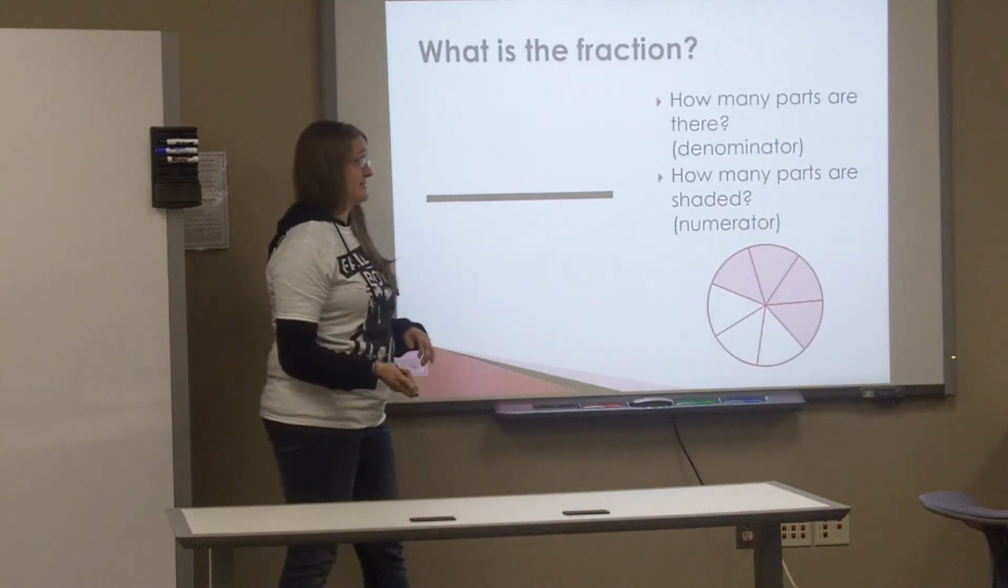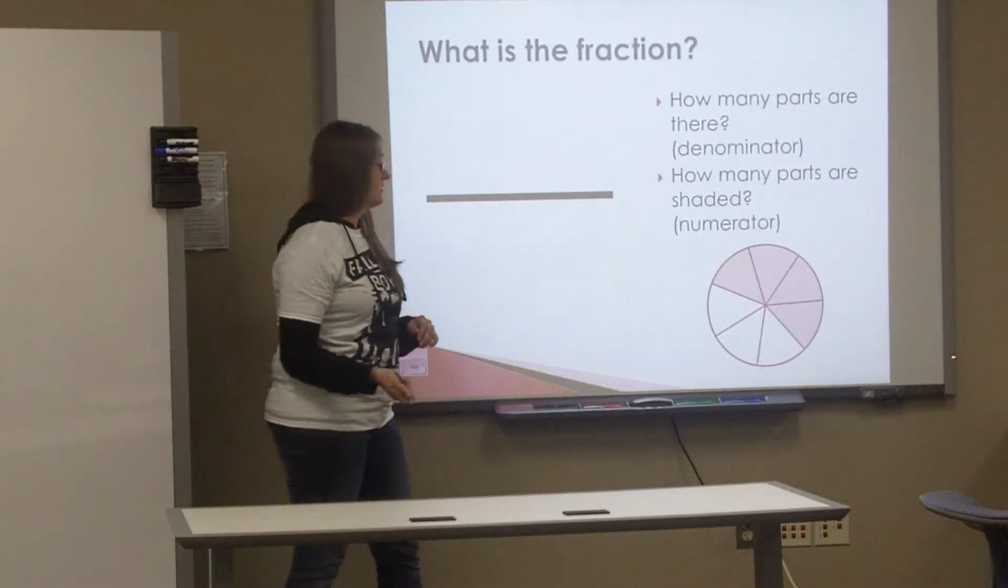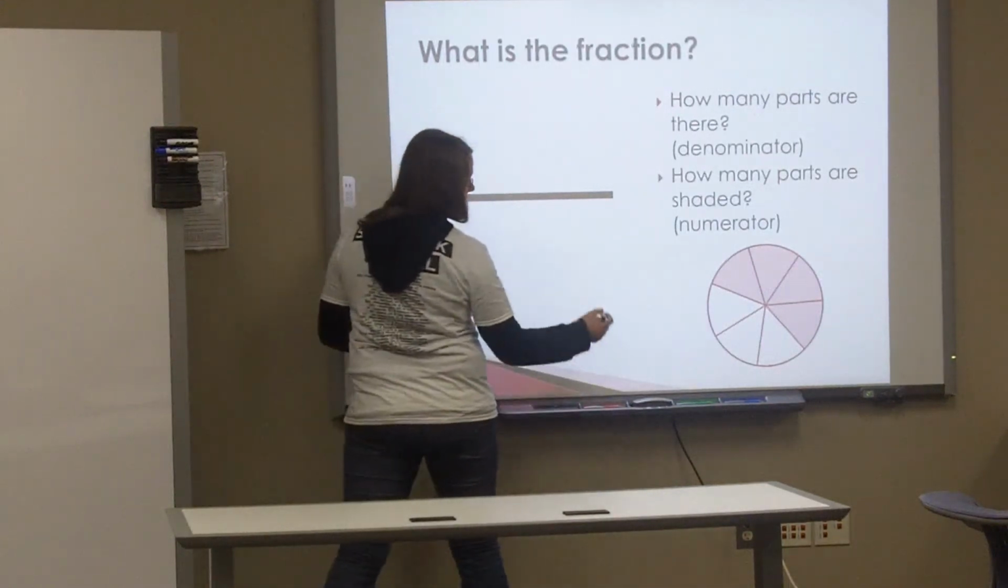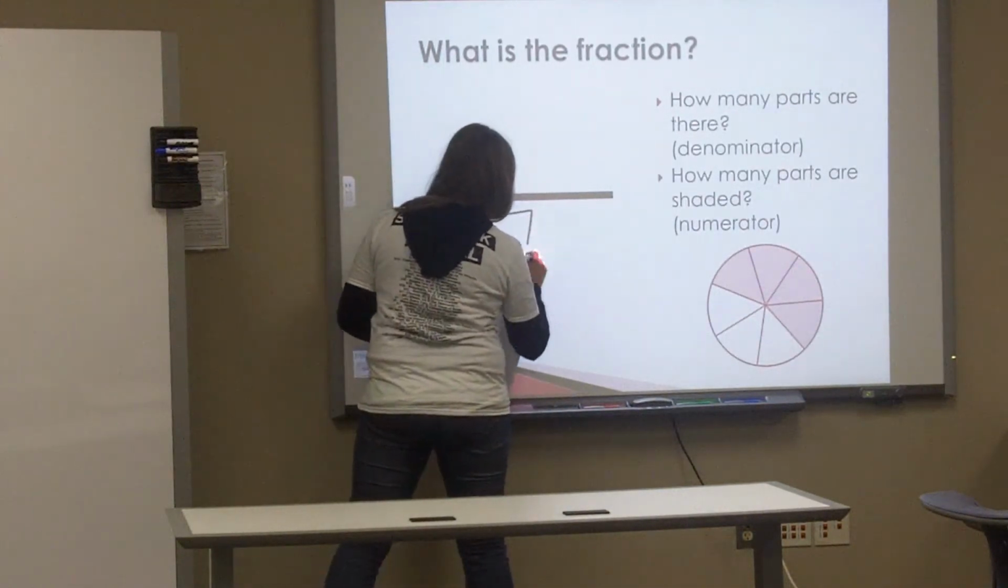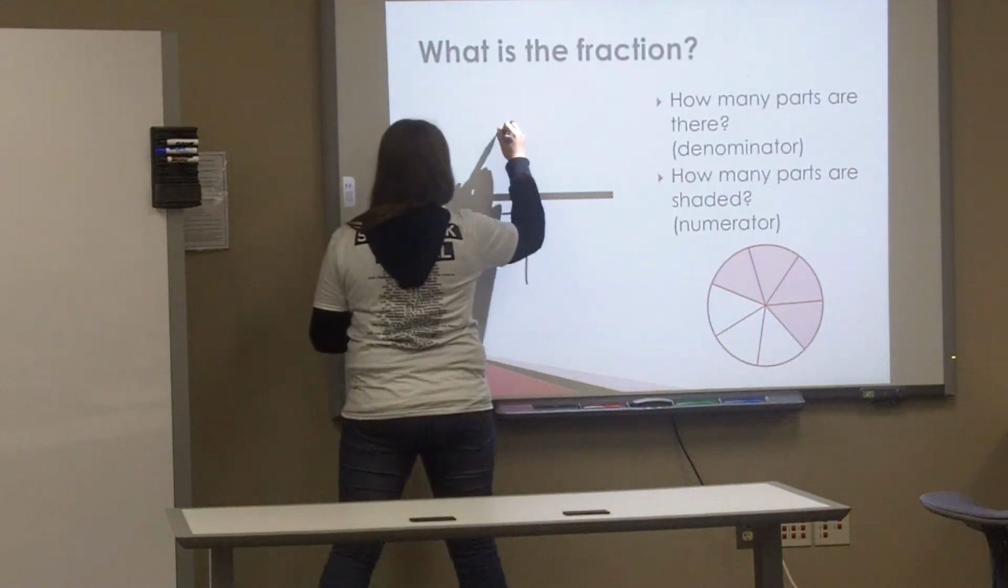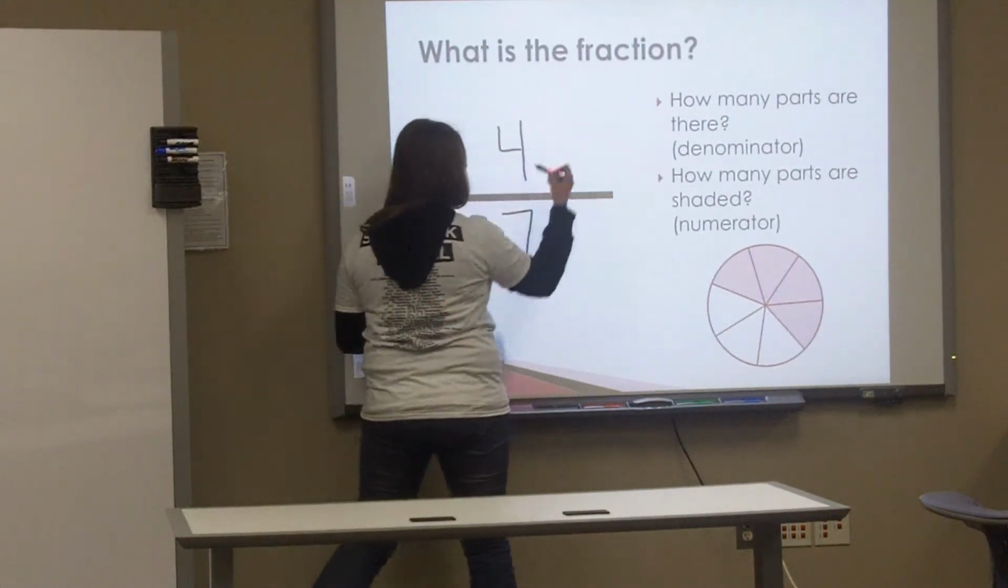What about this one? This one's kind of tricky. There's a lot more to this one. How many parts are there all together? 7. And then how many parts are shaded? 4. So this one, 4/7.